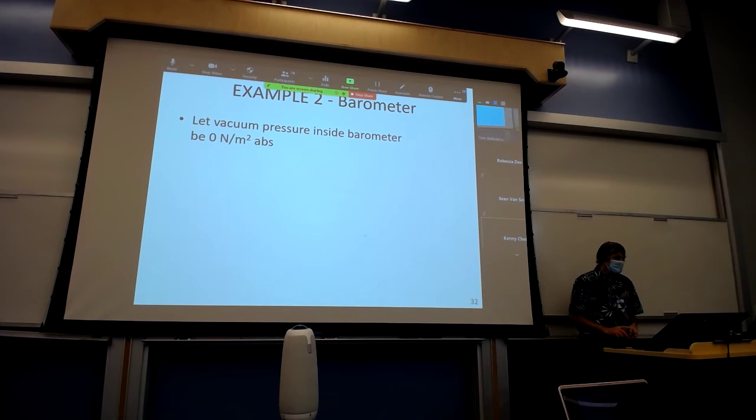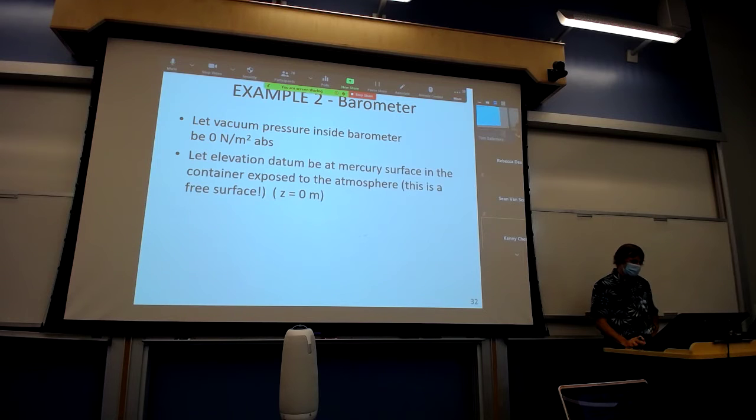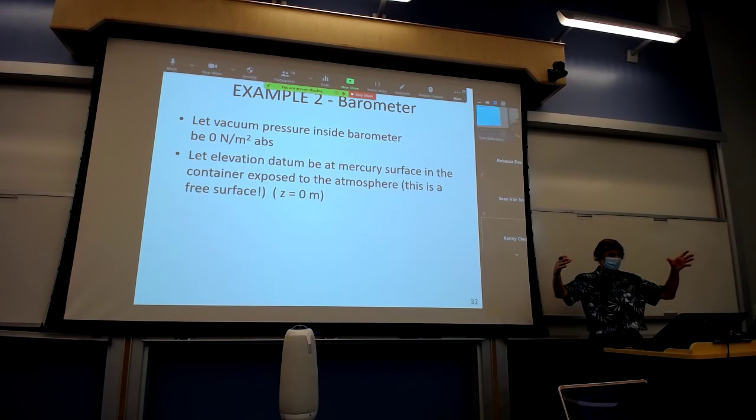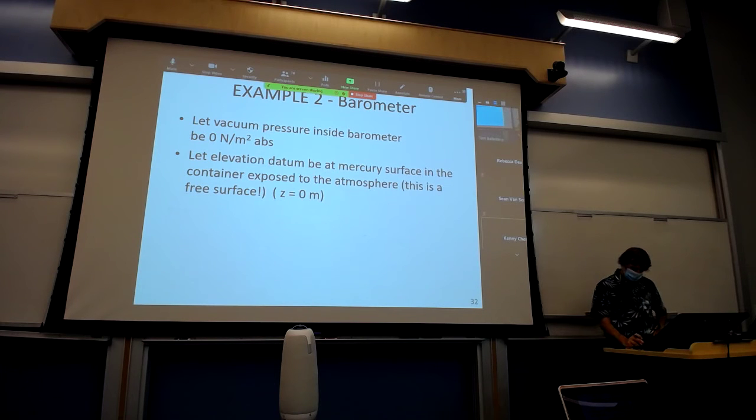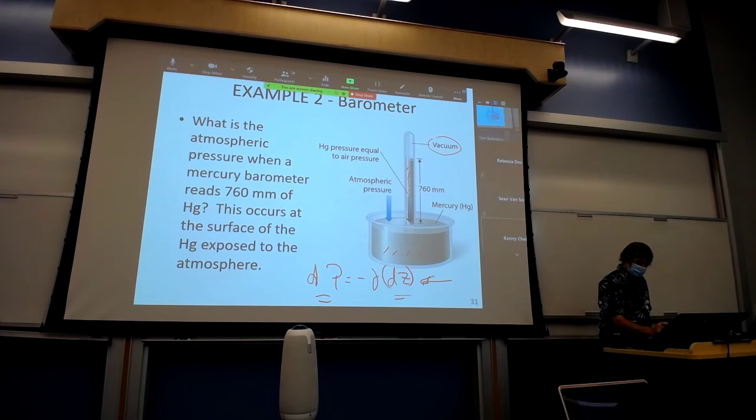So again, the vacuum pressure inside the barometer, that's at the very top in the column, we're going to assume is the perfect vacuum. We're going to let the elevation datum be at the surface of the mercury in the container. That's where we're going to say Z is equal to 0. And we also made that our elevation datum because I'm just going to go back. So this is where we're saying Z is equal to 0.